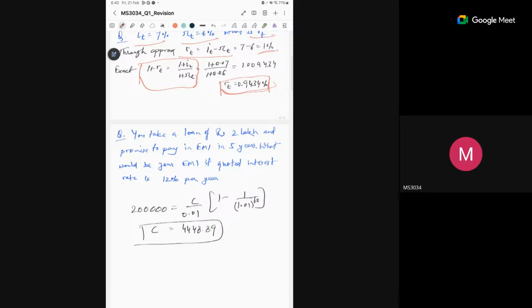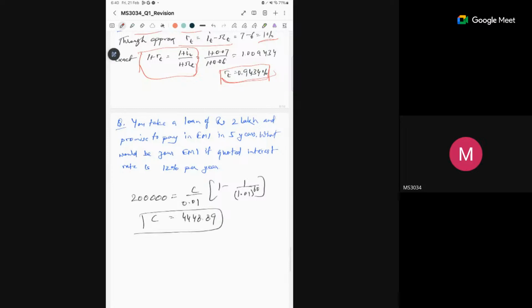So for example, you go to a bank and take a loan of 2 lakh rupees and you promise to pay in EMIs over 5 years, and the bank is charging you a quoted interest rate of 12%. Quoted means in bank quotes, the annual rate is given, and you can calculate the monthly rate by just dividing it by 12. So the monthly interest rate would be 12 by 12, that is 1%. Then what would be your EMI?